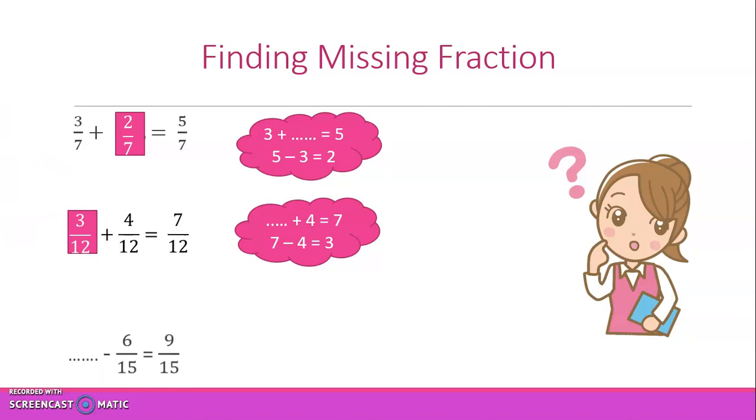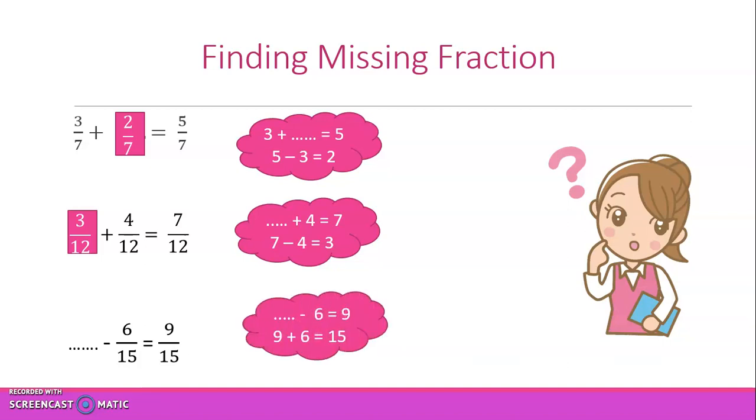Third example. What fraction minus 6 over 15 is equal to 9 over 15? These two fractions have the same denominator, which is 15. Then the denominator of the missing fraction will be 15. As for the numerator, I have to think.